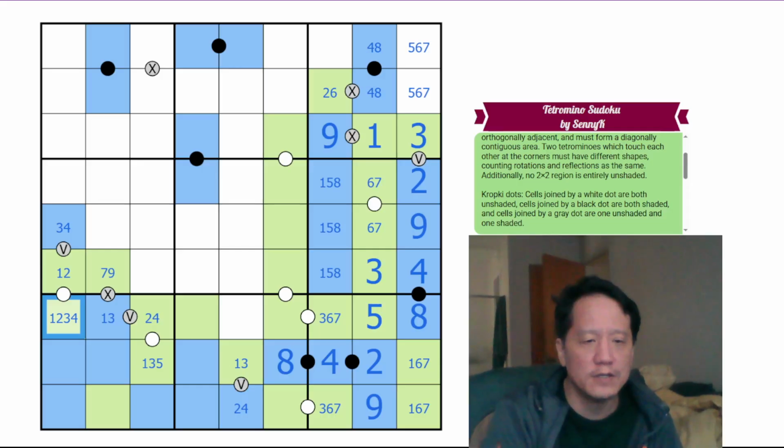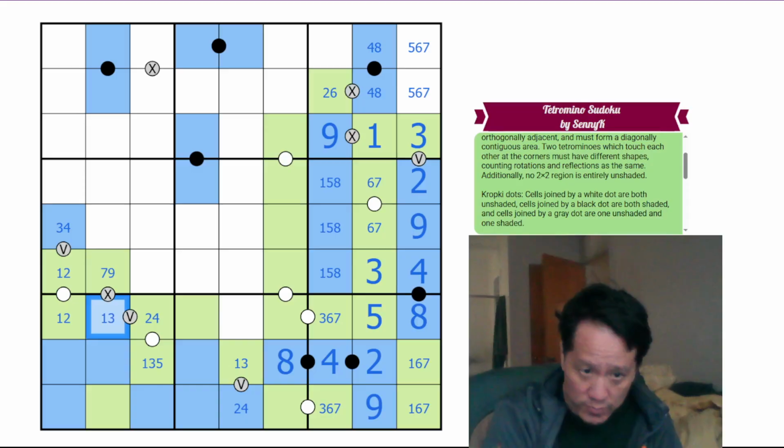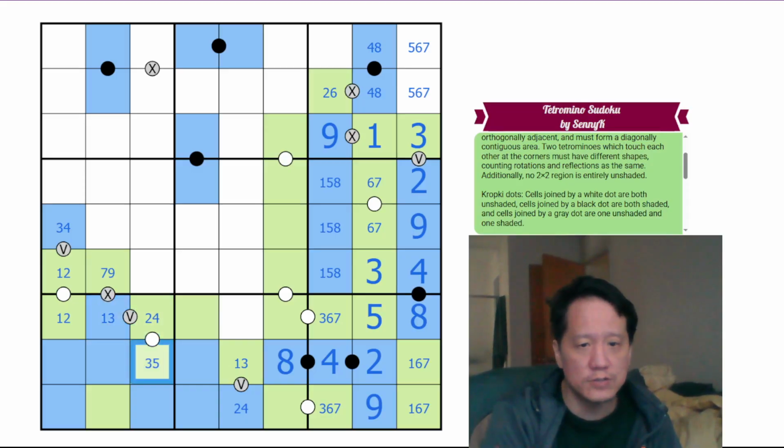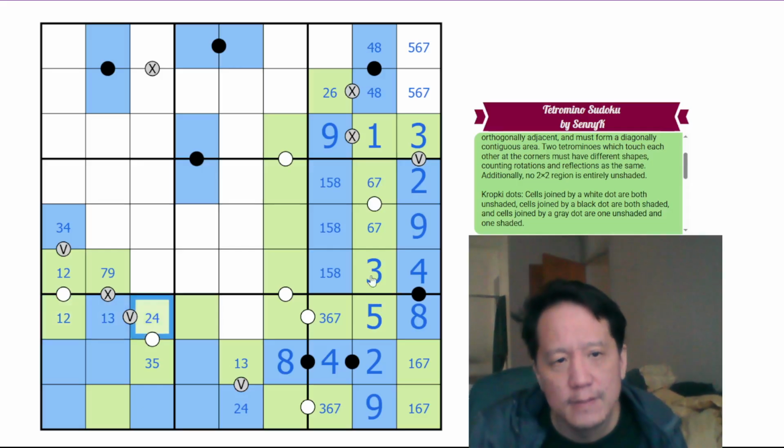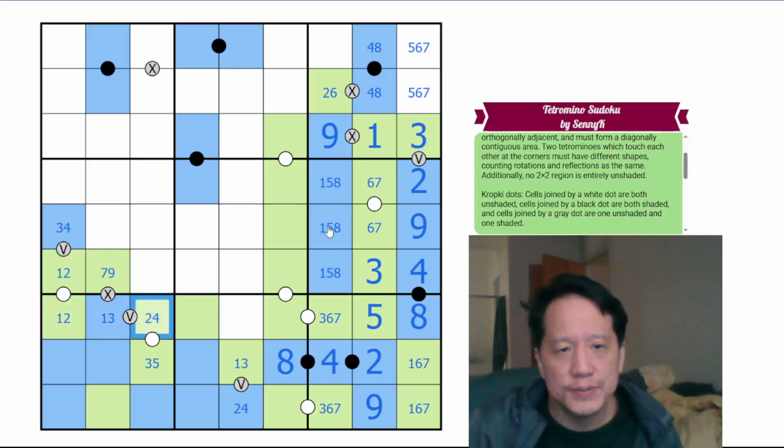So again, this can't be 4 here. If this were 2, this would be 3, and this would be 1. If this were 1, this would have to be 2. So either way, this is 1 or 2. We have 1 and 2 guaranteed in one of these cells, so this can't be 1 or 2. This can't be 1 or 2.